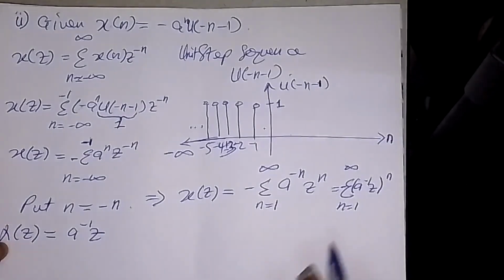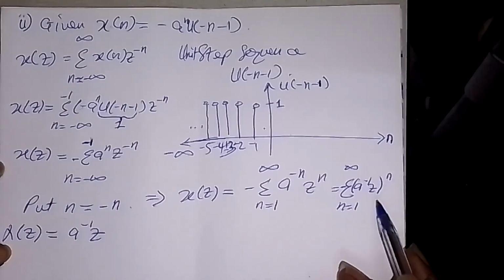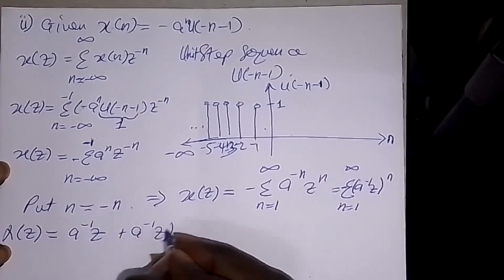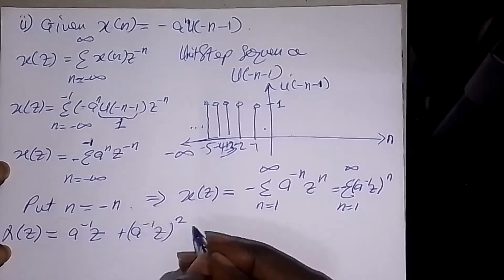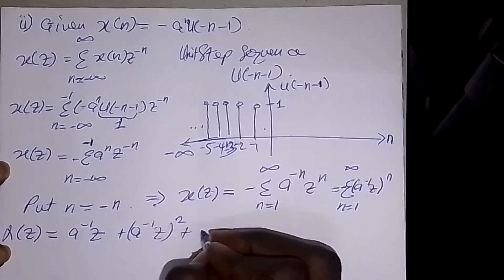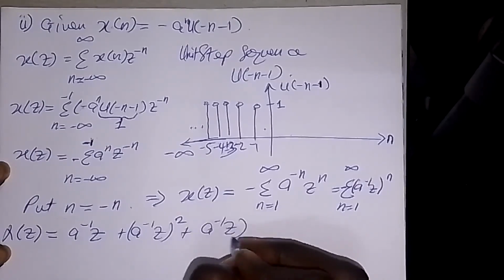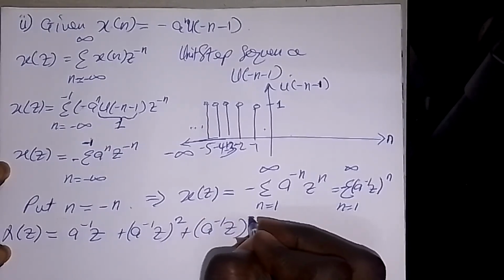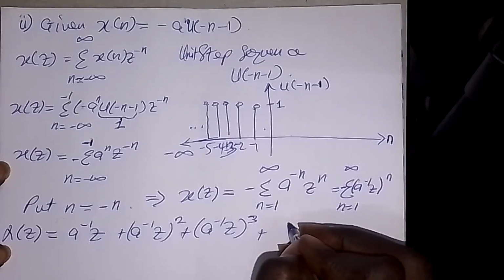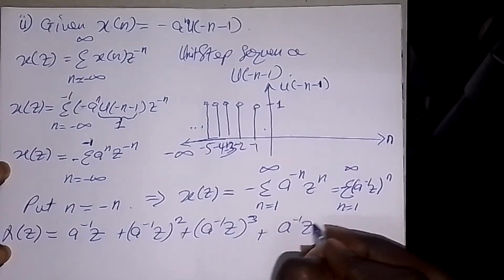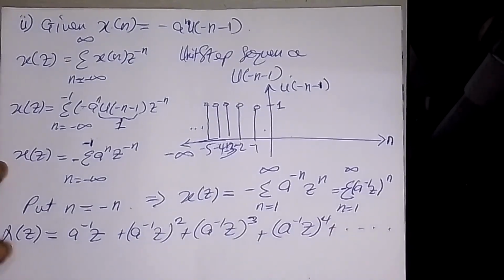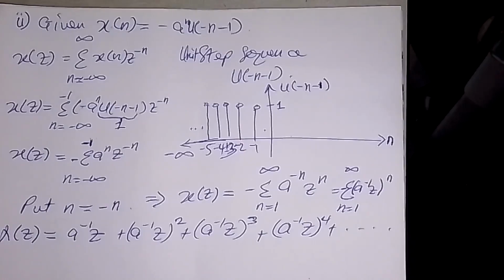a exponent minus 1 z, and then 2. So I'll get a exponent minus 1 z, and here will be 2. And then if I put 3 there, I'll get a exponent minus 1 z, and 3. If I put 4 there, it will be a exponent minus 1 z, and 4. It will go up to infinity.